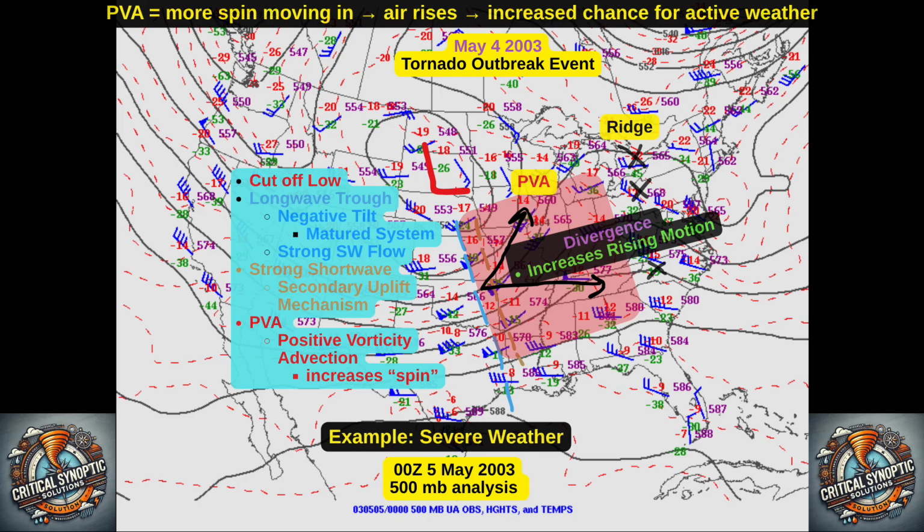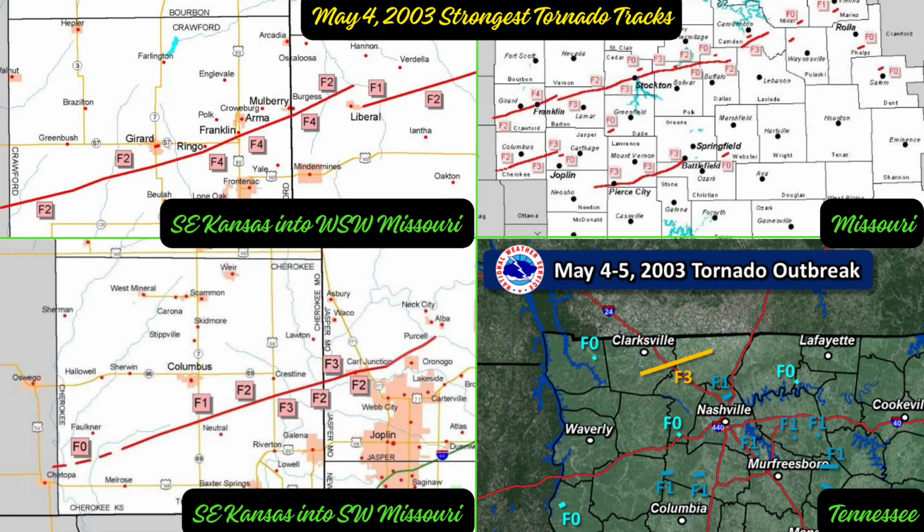So what happened after that upper air pattern moved across the region? This map shows the tornado tracks from that outbreak. Notice how the strongest tornadoes developed just ahead of the main trough where many of the ingredients we just talked about came together. There was plenty of lift from the upper atmosphere, warm and moist air near the surface, and strong winds throughout the atmosphere helping storms organize.